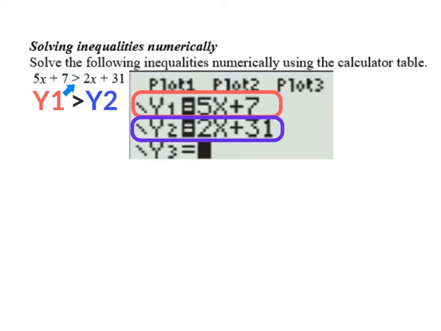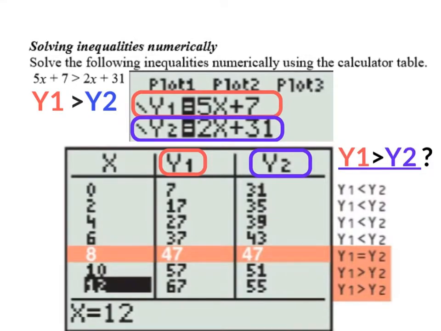Whatever the symbol is, in this case greater than, we will be asking when is y1 greater than y2. Looking at the table, we notice that they are equal when x equals 8. They both have an output of 47. Before 8, all the y1s are less than y2.